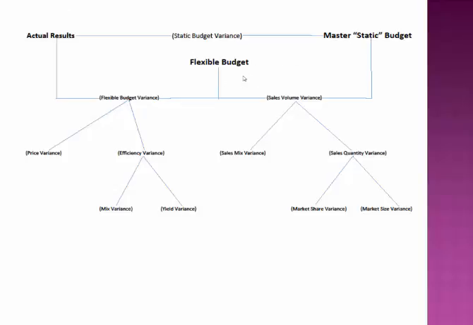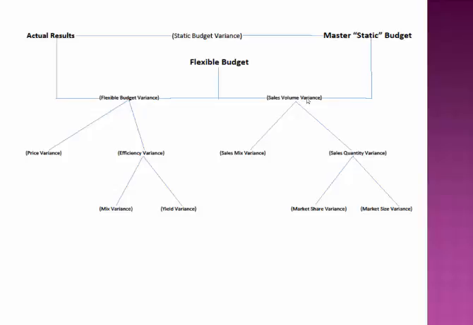Now, we learned how to do variances between the master static budget and the flexible budget, and we learned how to do variances between the flexible budget and the actual results. We've already looked at some of these right here. We did calculate the sales volume variance back in, I believe, Chapter 7. And we saw that the sales volume variance is just the difference between a flexible budget amount and the corresponding static budget amount. Okay, so again, between the flexible budget amount and the master static budget amount gives us the sales volume variance.